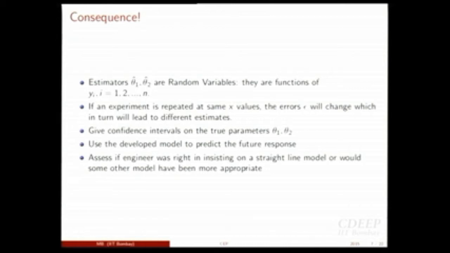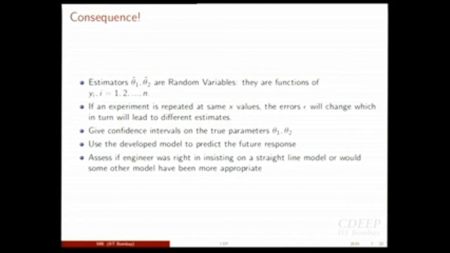So the x is the same, the engine displacement is the same, but your y keeps on changing at the same x. Essentially we explain that by the fact that there is a relationship between engine displacement and mileage which is not changing, the true relationship is not changing, yet my y is changing because these epsilons are changing. Because my estimates are a function of y, the estimates themselves will change, even though the truth has not changed. Of course the true values are unknown to me.